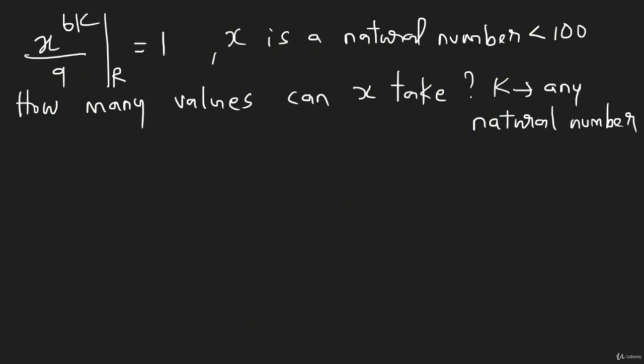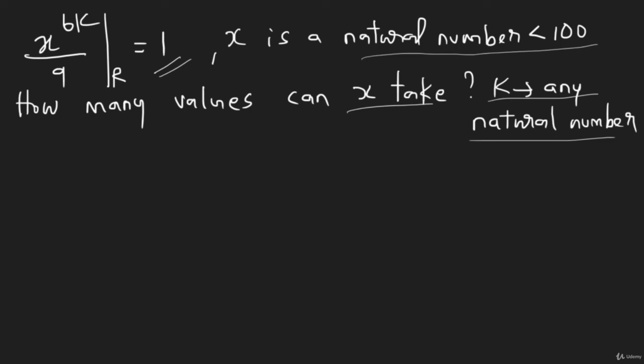Let's do this problem. The question reads x to the power 6k, right? That's a k over here. When divided by 9 leaves a remainder of 1. x is a natural number less than 100, how many values can x take? And k is any natural number. Alright, pause the video, give it a try, and then we'll do it together.